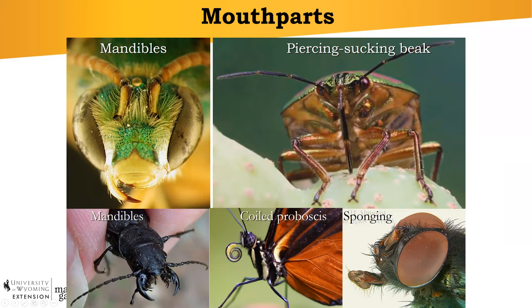And then sponging mouth parts, such as the filth flies, like house flies and blue bottle flies have. They can eat liquid food or liquidized food by regurgitating digestive fluid on food and then sucking it back up. This is why they're called good vectors of disease organisms, because of the way they feed. They can land on something nasty out in your compost pile and then get into your house and land on your sandwich, and they'll regurgitate on your sandwich and then suck it back up.